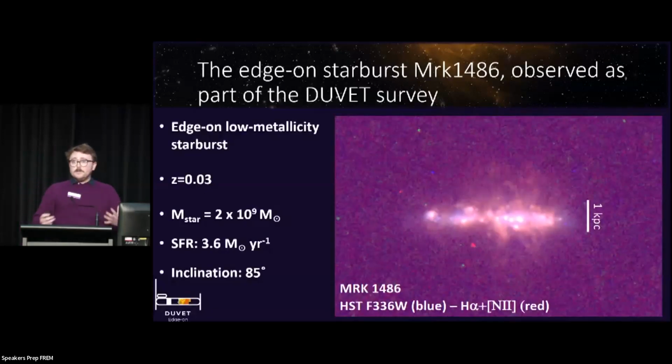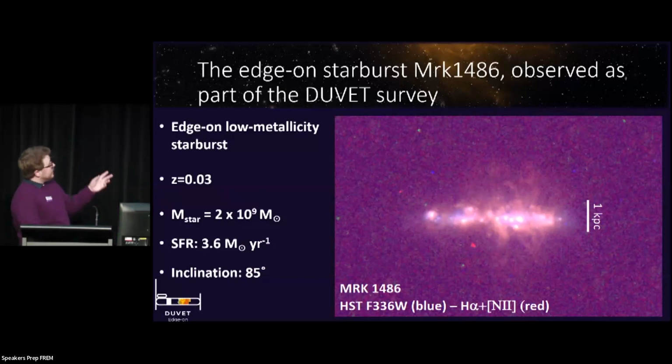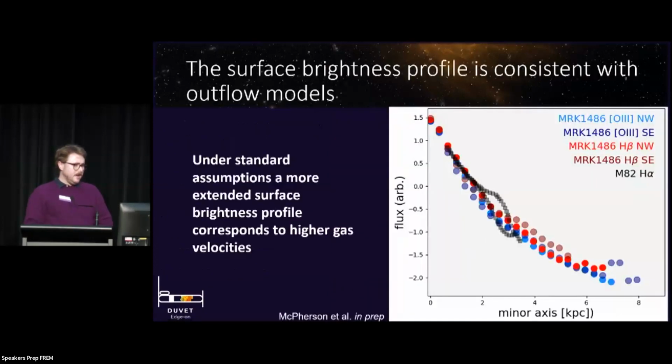And the pilot target for our edge-on work has been McPherson 1486. It's a nearby edge-on starburst at really low metallicity. We can see in this HST imaging, we've got the galaxy disk at the center there, and there's this extended filamentary structure that's consistent with the minor axis outflow. We're using this galaxy as a test case to develop our methods for defining outflow regions in these galaxies. So we can have a quick look at some results on this galaxy.